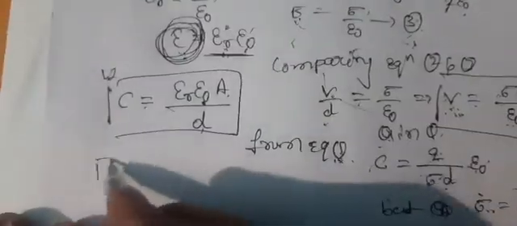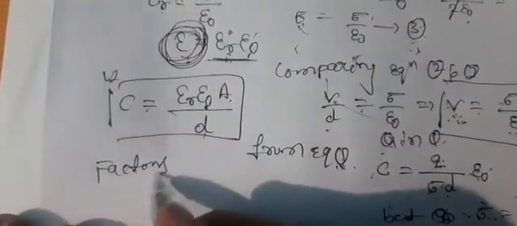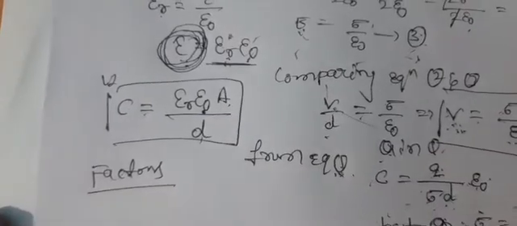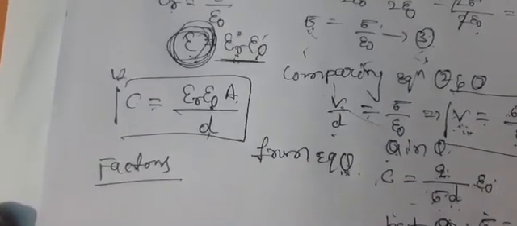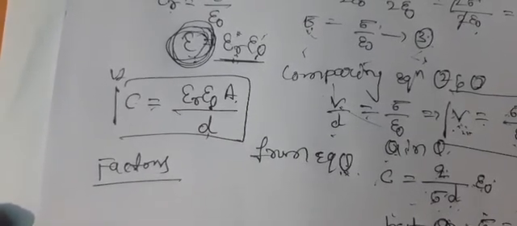Then what are the factors of this parallel plate capacitor? What are the factors on which the capacitance of a parallel plate capacitor depends? The first factor is the area.